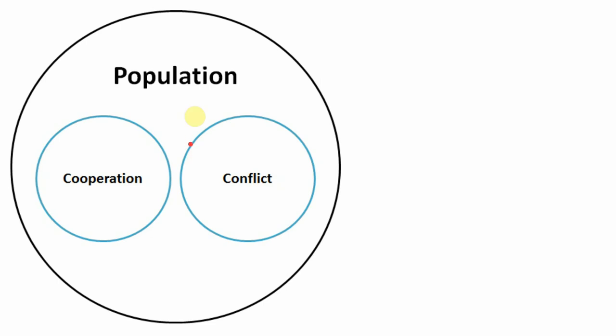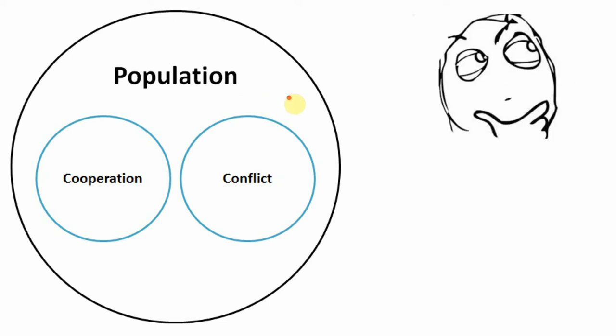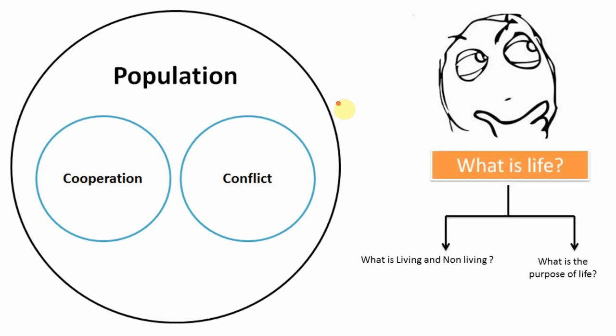Now, among the members of a population, there will be cooperation and also conflict. This cooperation and conflict exists not only among the members of a population, but also among populations, right? So this definitely brings a question to our mind, that so much complexity exists in the living world. So the question is, what is life? Which itself has two questions.